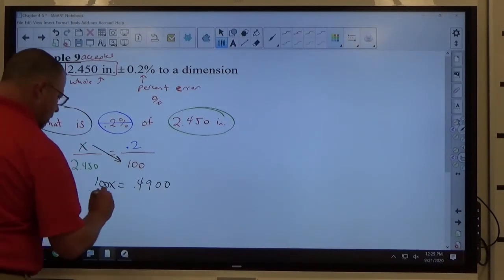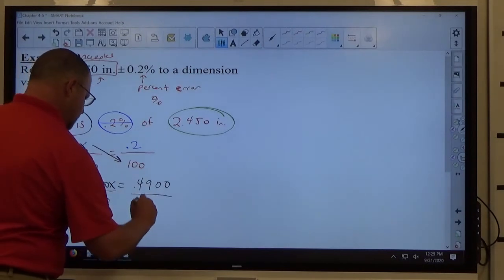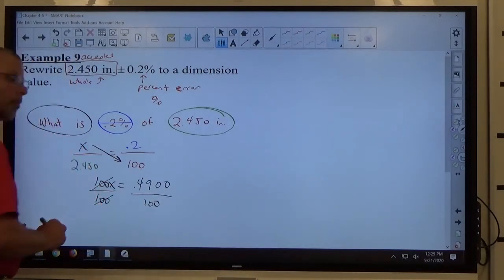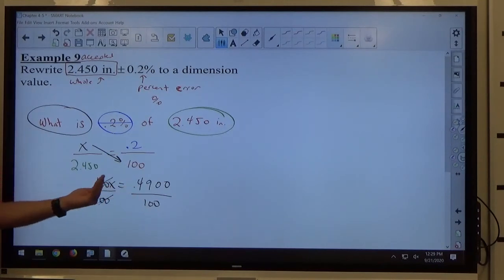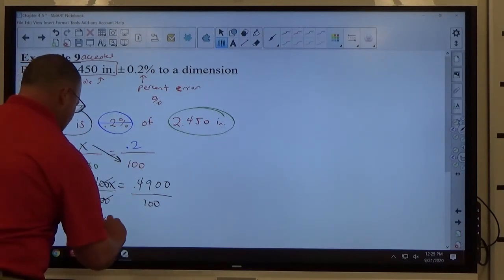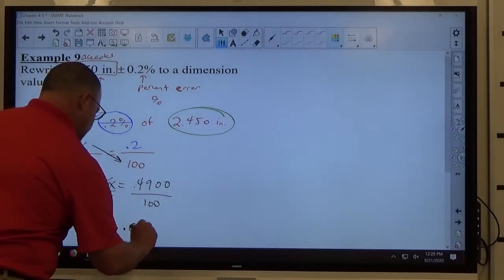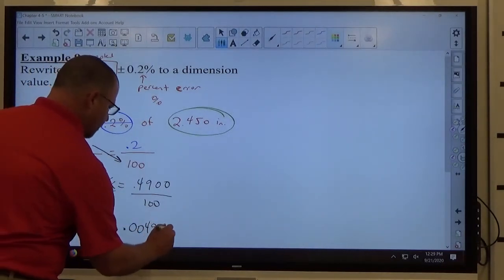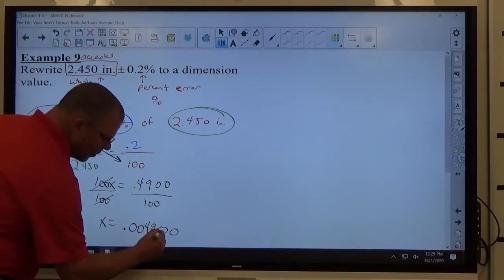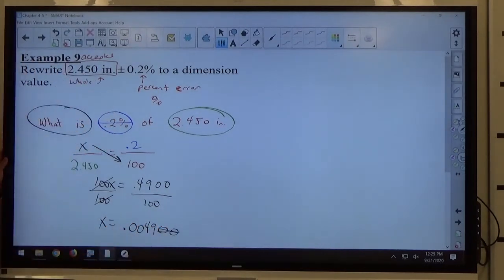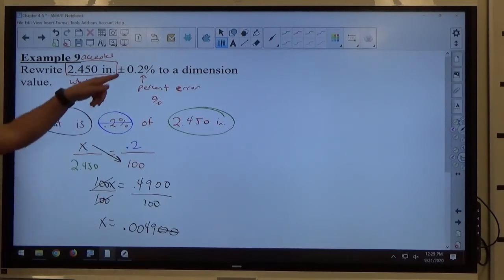Then we divide both sides by 100. Dividing by 100 moves the decimal point 2 spaces to the left. Notice we're already all the way to the left, so we're going to have to add a couple zeros. So x equals 0.0049, and you can put the other zeros at the end if you want to. The ending zeros don't matter in a decimal, so I'm just going to chop those off. So that's the amount of error I'm allowed, 0.0049 inches.